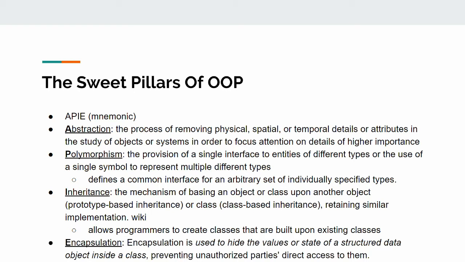And then the E, which is encapsulation. Encapsulation is used to hide the values or state of a structured data object inside of a class, preventing unauthorized parties direct access to them. So this is speaking about how we can use access modifiers, or the concept behind them, to obscure and hide certain information we want to stay consistent per each object. So we just want to make sure that things stay in a certain way.